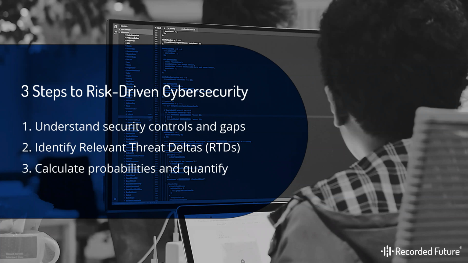And that process is what I call relevant threat deltas, or RTDs, where there is a new adversary behavior, an evolution in the adversary tactic or technique, and that represents a change. It represents a delta. Doing that analysis with your own security controls means you can understand where you have gaps. And once you understand where you have gaps, you can better calculate probabilities and start to quantify the risk.